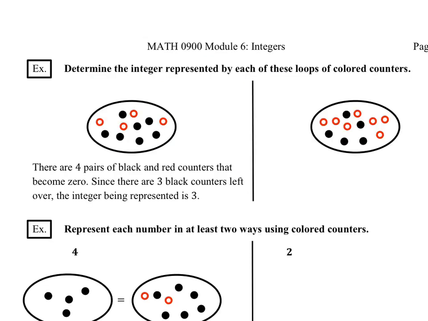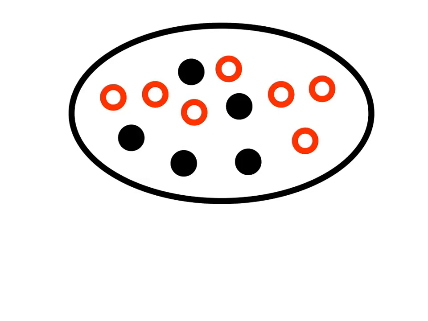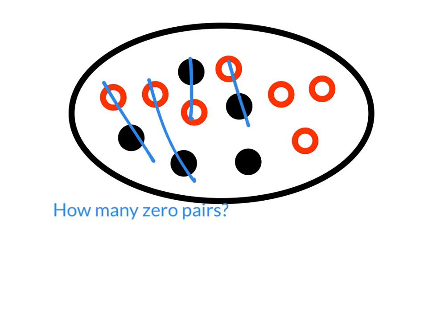Alright, so determine the integer represented by each of these loops of colored counters. You see the example here on the left. I'm just going to use the same exact strategy that we did on that last example. So again, the first thing I want is all of the 0 pairs. Now, I should ask this: just take a look at this. How many 0 pairs are there in this set? The reason I ask this question is because it's going to help us determine the final answer, or the total value of this model. So how many 0 pairs? There's 1, 2, 3, 4, 5. And what do we have left over?